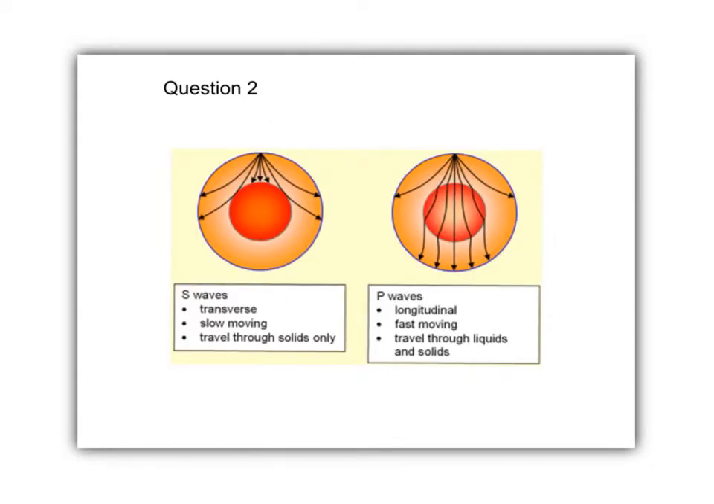Question 2. You guys should remember this. This was the S waves and the P waves. All you have to remember is the S waves are slow moving and they can travel through solids only, and P waves are fast moving and they can travel through liquids and solids.